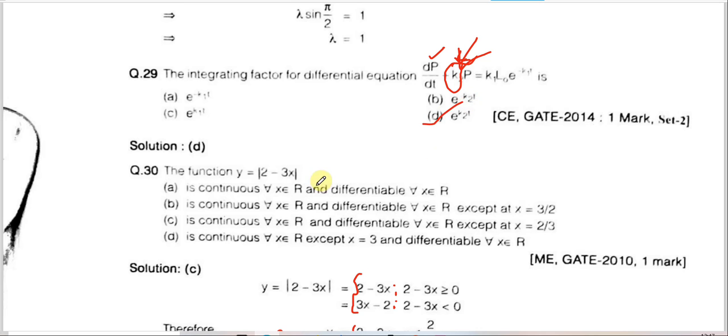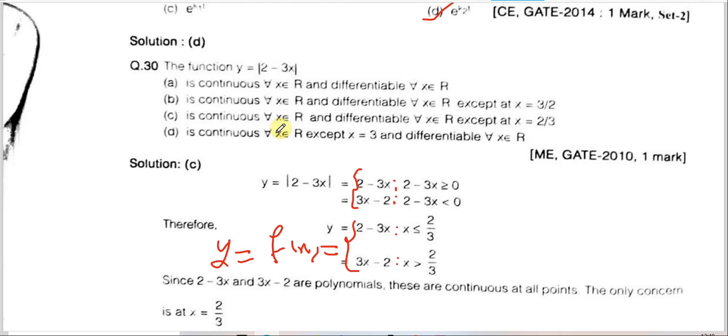Now the function y equal to modulus of 2 minus 3x. There are two methods here.